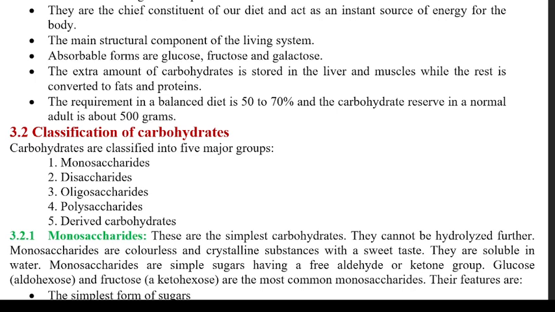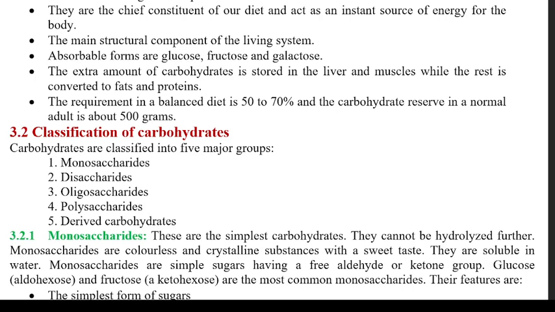3.2.1 Monosaccharides. These are the simplest carbohydrates. They cannot be hydrolyzed further. Monosaccharides are colorless and crystalline substances with a sweet taste. They are soluble in water. Monosaccharides are simple sugars having a free aldehyde or ketone group. Glucose, an aldohexose, and fructose, a ketohexose, are the most common monosaccharides.